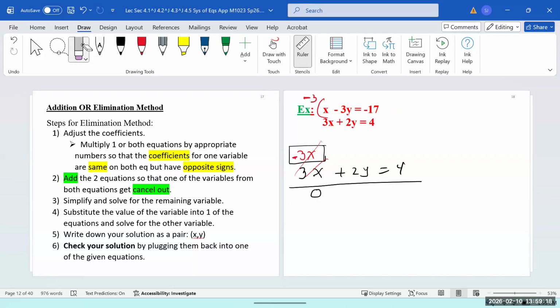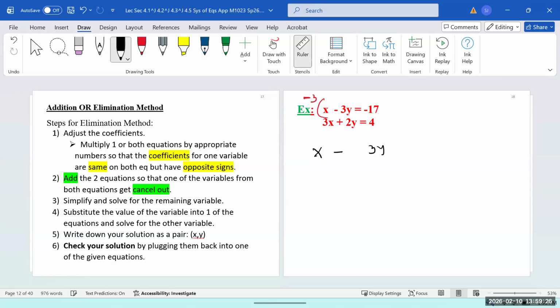Look at the first equation. Okay, let me erase everything else. Our first equation is x minus 3y equals negative 17. Our second equation is 3x plus 2y equals 4. Our goal is to add them because this is called the addition method, so you're going to add them. But when you add them, we want to cancel these two out.